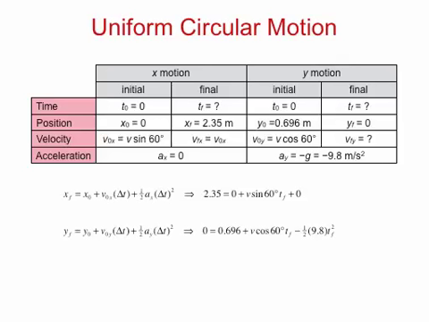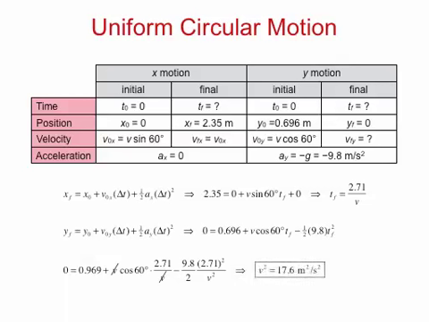Actually, all we really need is v, so let's eliminate t final. Solving the first equation for t final in terms of v gives t final equals 2.71 divided by v. Now we plug that into the second equation and solve for v to obtain v squared equals 17.6 meters squared per second squared.